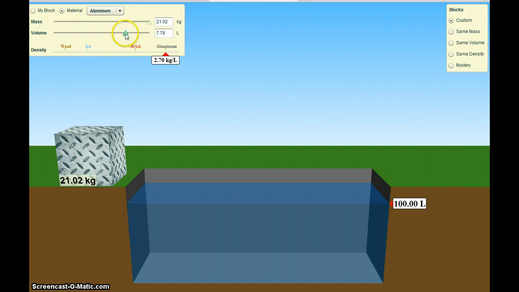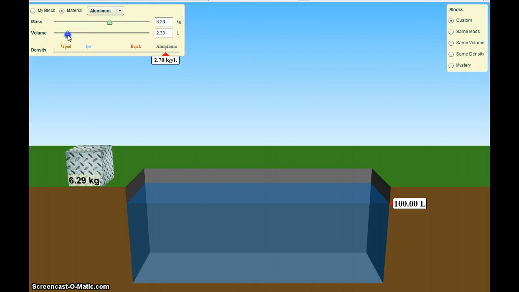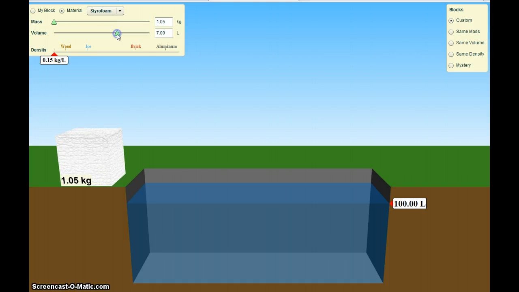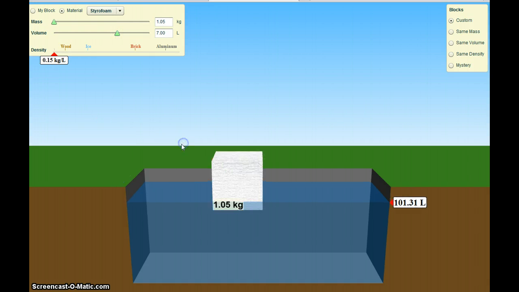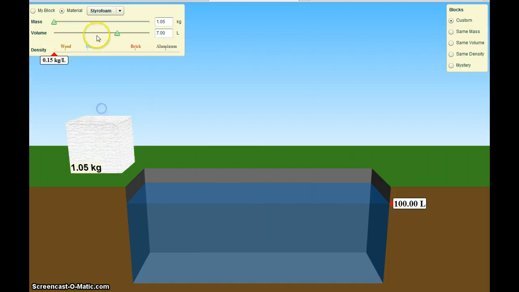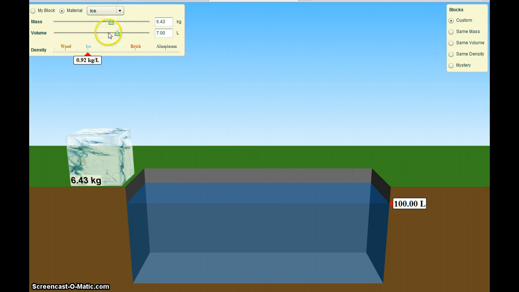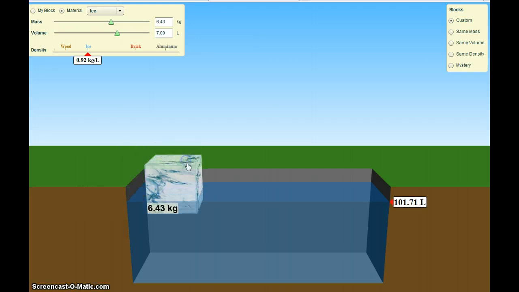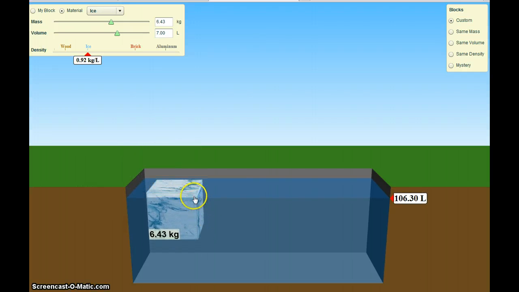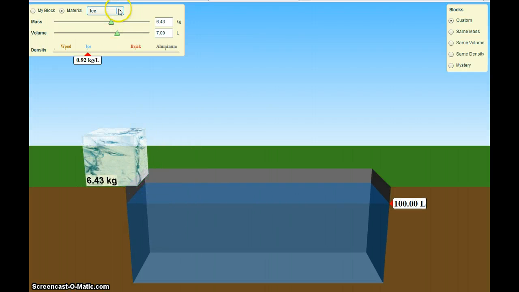Notice how the mass is much larger than the volume of the block. What do you think this is going to do when I drop it in the water? Just for a reference, remember the styrofoam? The mass was less than the volume, and it floated. And then the ice sank a little deeper. So we'll try the aluminum.